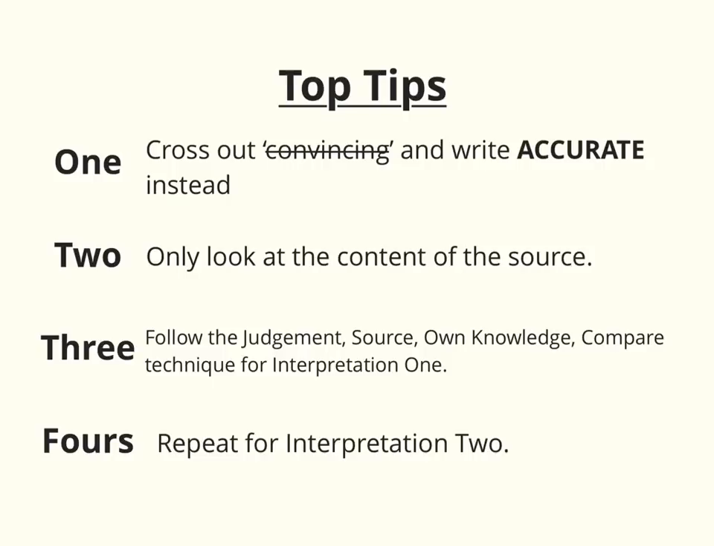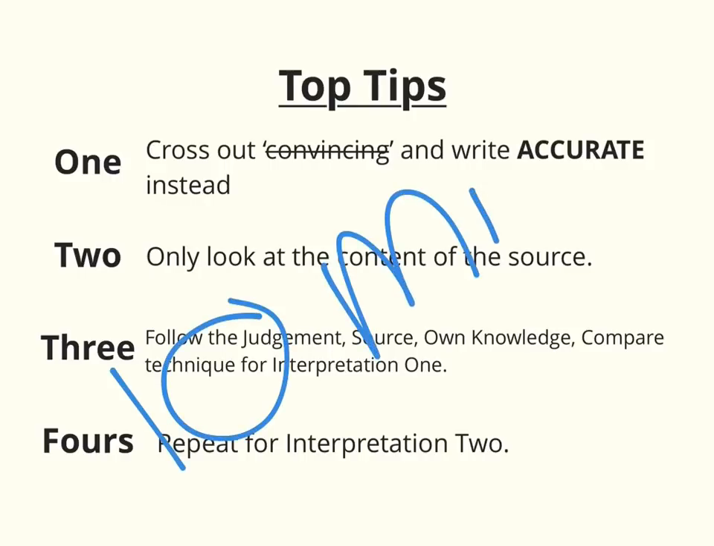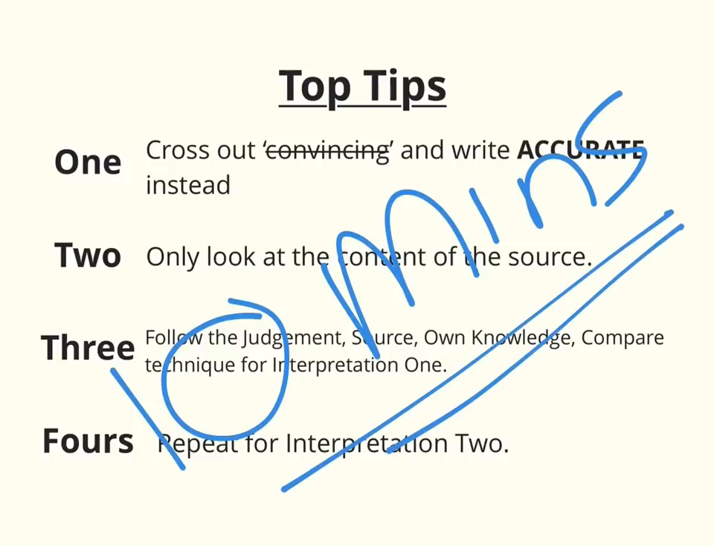Then, looking at interpretation 1, you need to follow the judgment, source, own knowledge, compare technique in order to fully assess the accuracy to give you the best chance of getting as many marks as possible. Then step 4, you repeat that for interpretation 2. And that should give you 8 marks. But the key bit that I've not written on there, but the key bit that you always need to remember is that this should take 10 minutes maximum, because you don't want to waste time, so you don't miss out on the big mark questions towards the end of the paper.